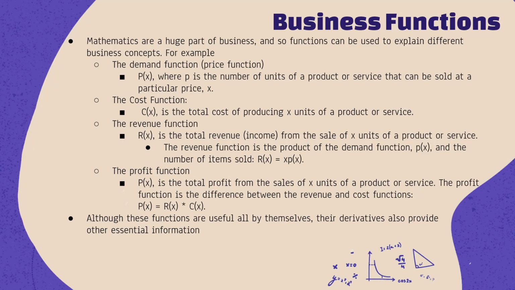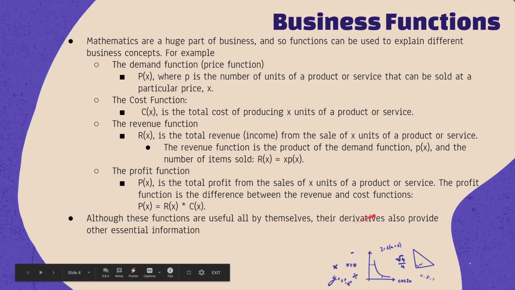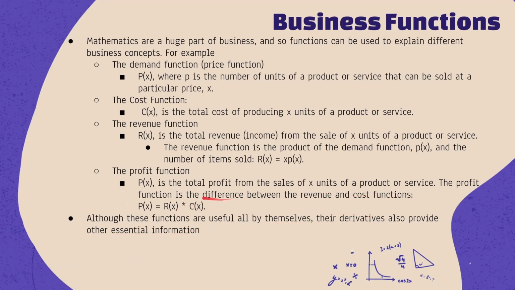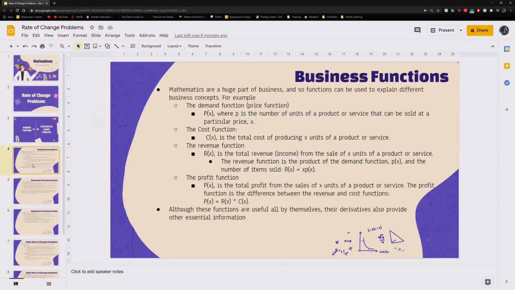Lastly, we have our profit function. The profit function depicts the total profit you get when you sell X units of a product or provide some certain amount of service. The profit function is the difference between the revenue and the cost function. As you can see, that's not a minus, that's an asterisk. So let's go fix that.